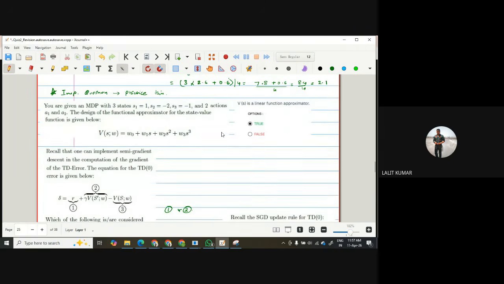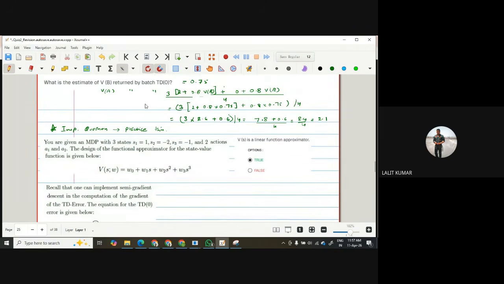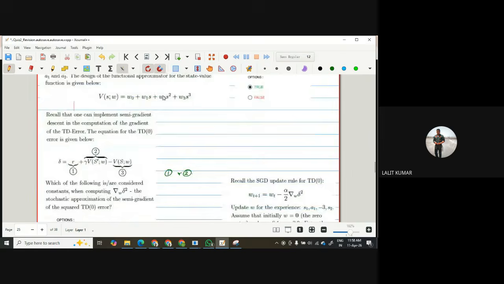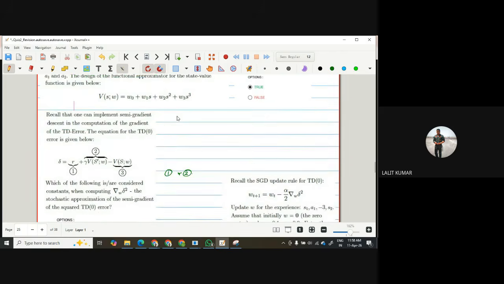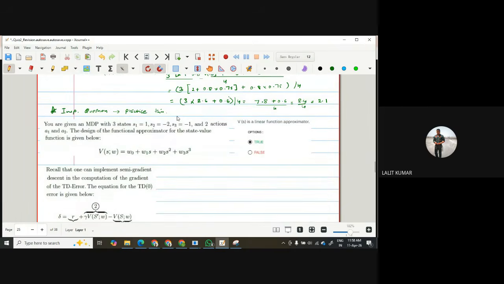Okay. Now this. I have already written here that this is an important question. Please practice this because in all the PYQs this question has come. Now this question is: you are given an MDP with 3 states S1, S2, S3. The values have been given, and 2 actions A1 and A2. The design of the function approximator has been given here. This is a good question, we'll solve it. It is quite a long question also.